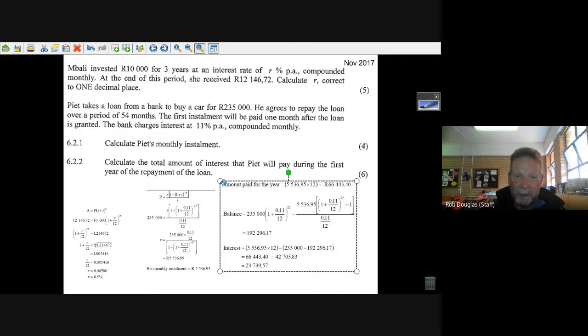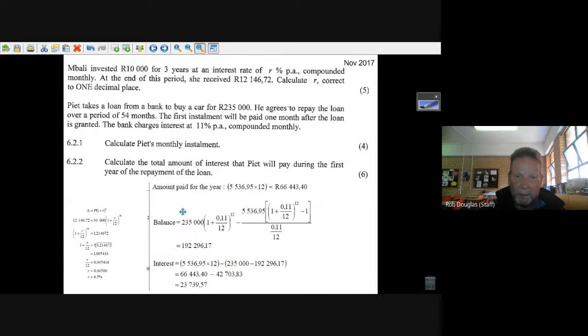And let's do that. I'm going to make this a little bit bigger so you can all see it. Okay, here it is. This is what the bank wants in 1 year's worth of interest: 235,000 times 0.11 over 12 to the 12th power. This is the total amount he paid. He made 12 payments of 5,500. That's the total money he paid. So that's 66,443.40. Just do that on your calculator.